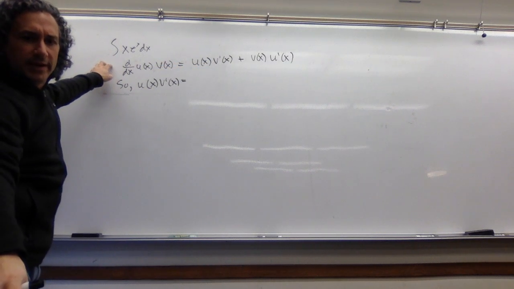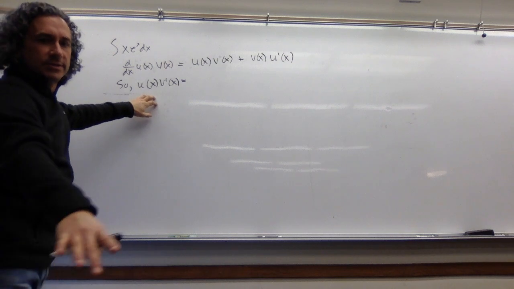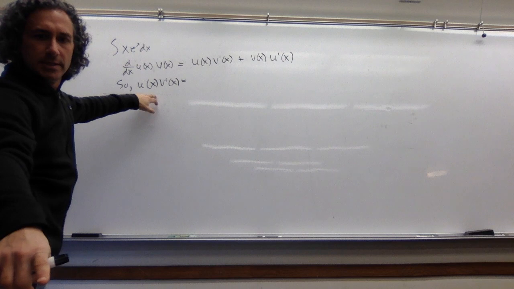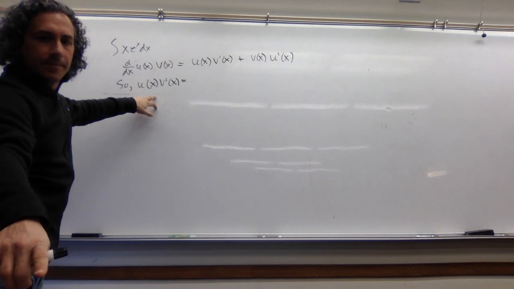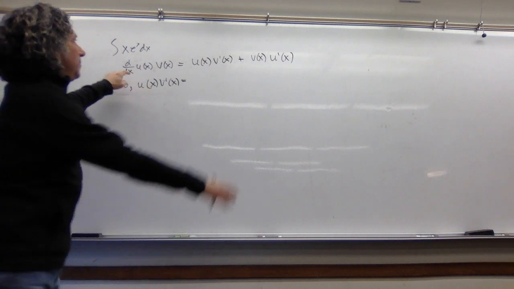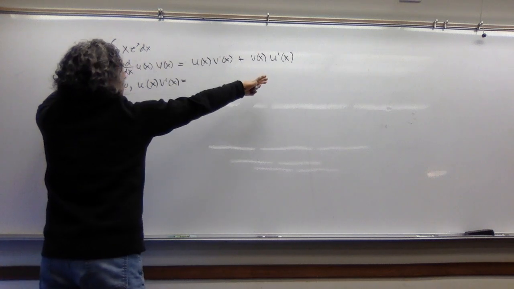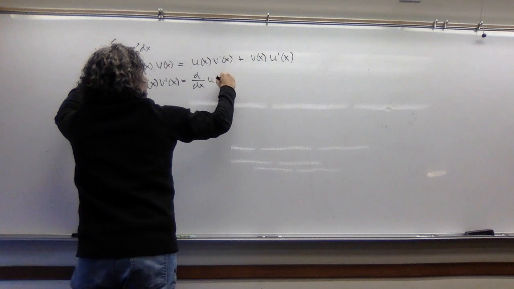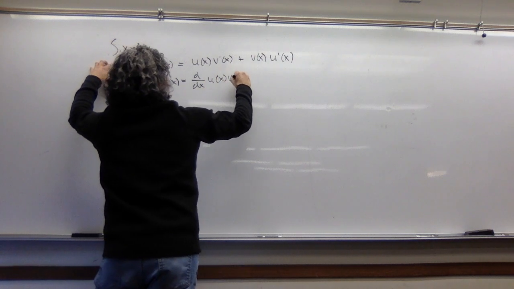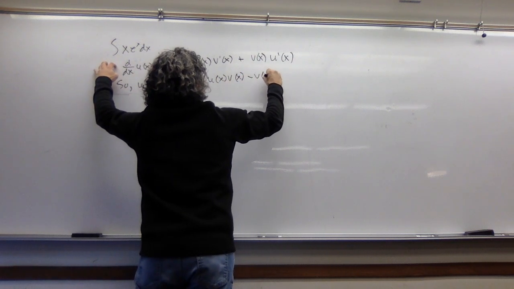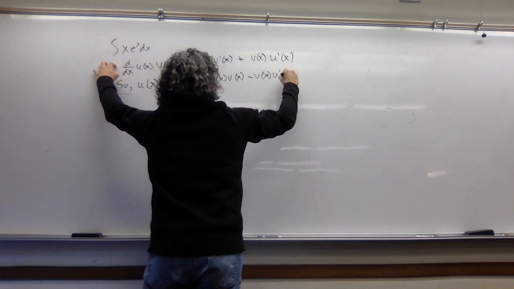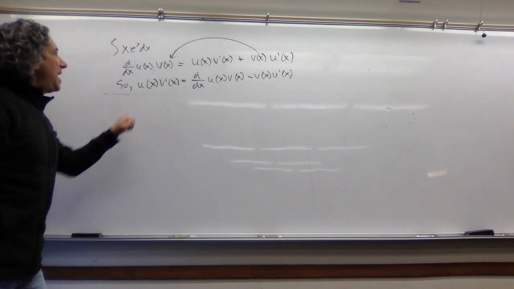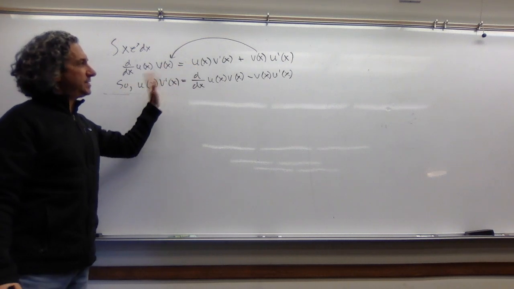Actually, I think what I'd like to do, I want to keep this here. I want to move this guy to this side, but I'm actually going to put them both over here. So let me write this as the derivative of u of x times v of x minus v of x times u prime of x. I move this guy over here, and then I just put this on the left side. You'll see why in a second.